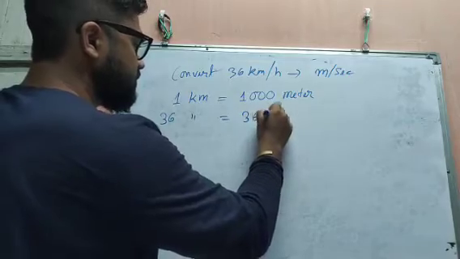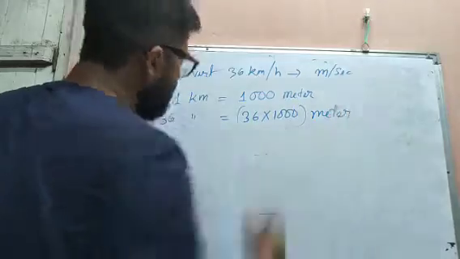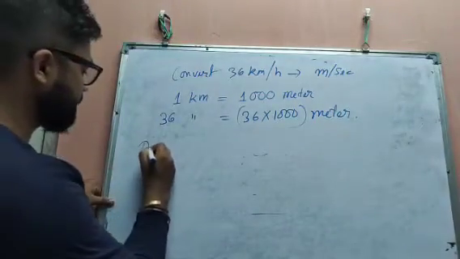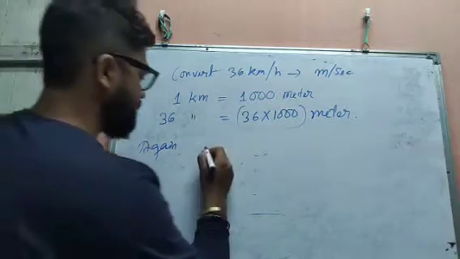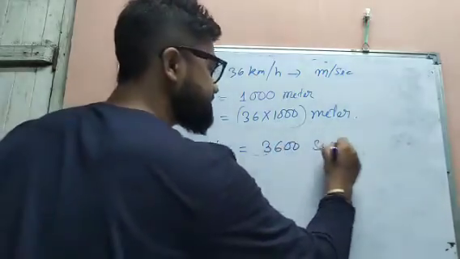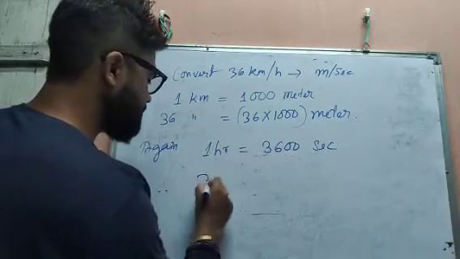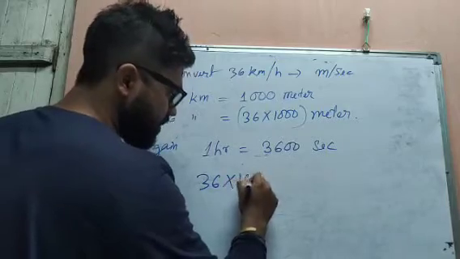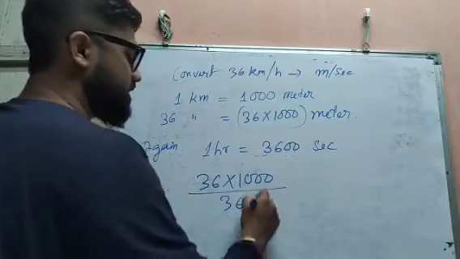So 36 kilometers will be what? 36 into 1000 meters. Again, to convert to seconds, 1 hour equals, always remember, 3600 seconds. That's why when we are asked to convert this, it is 36 into 1000 divided by 3600, then do the calculation.